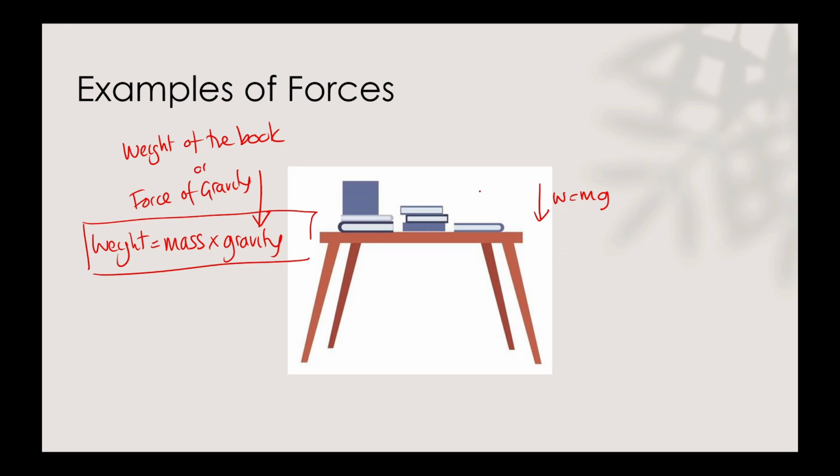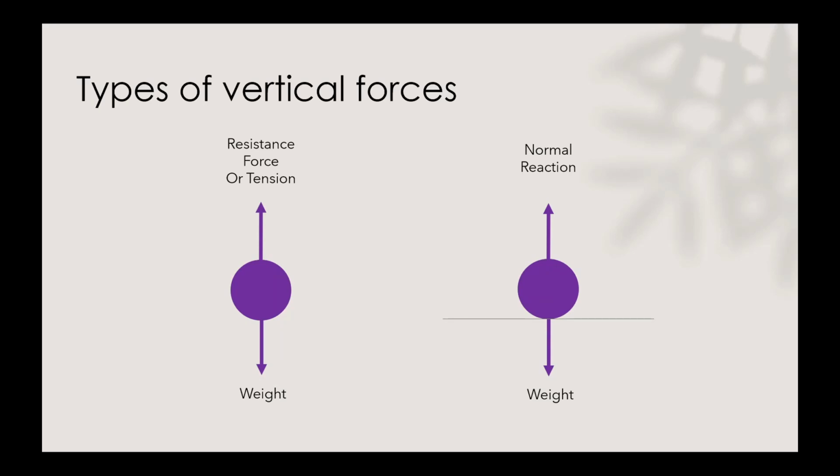We also have a force that's going up, which is our reaction force. A reaction force, or our normal reaction force, is the force that is preventing those books from going through the table. So these are prime examples of vertical forces. Either something's going to be hanging, or it's just going to be lying on a flat surface. When you've got something that's hanging, you've got resistance force or tension, which is moving it up, and you also have the weight, which again is equal to mass times gravity, pulling the weight down.